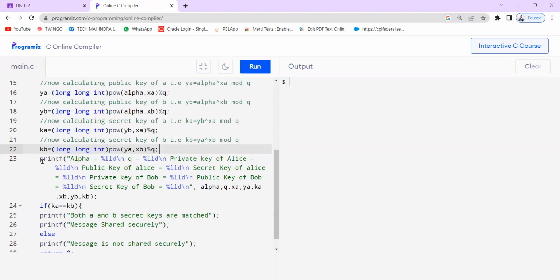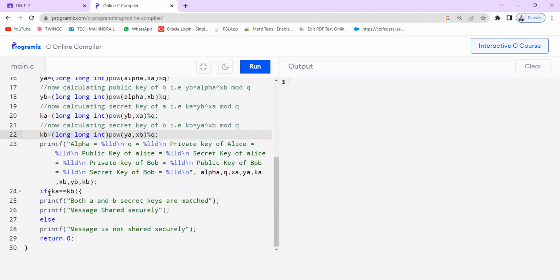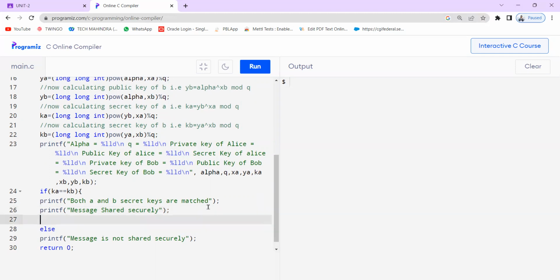Next, we print the statements, that is alpha is equal to the alpha value we read. Next, in the if statement, if the shared secret key between a and b is the same, we print that both a and b's shared secret keys are matched and the message is shared securely. Else, the message is not shared securely. So we'll run the code.